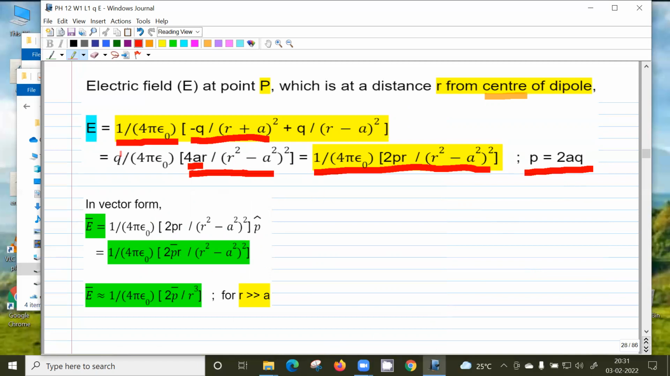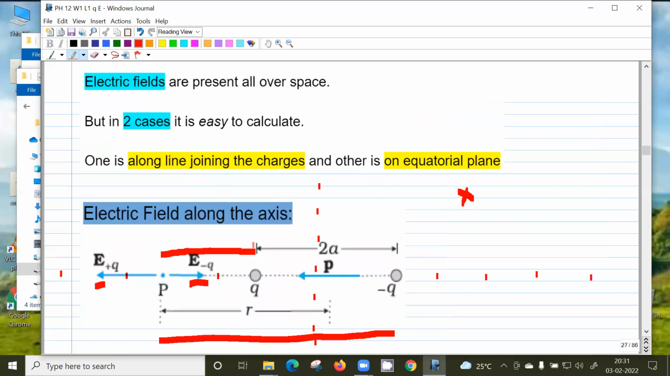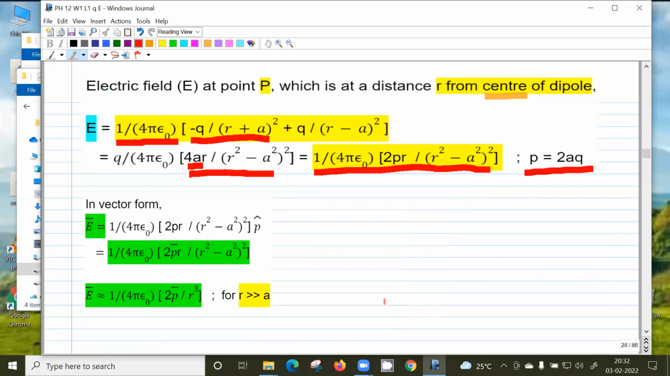Okay, so electric field is a vector, right? Now I can fix the direction. The direction of p cap is from minus q to plus q. So the net electric field will be towards the left, which is the same as the direction of p cap. So this is a positive quantity, and then I put the direction as p cap, and then p cap I can combine with p as p vector.